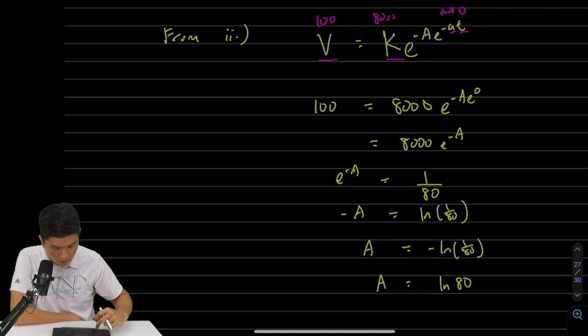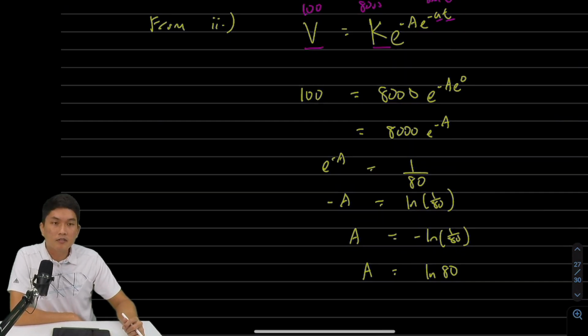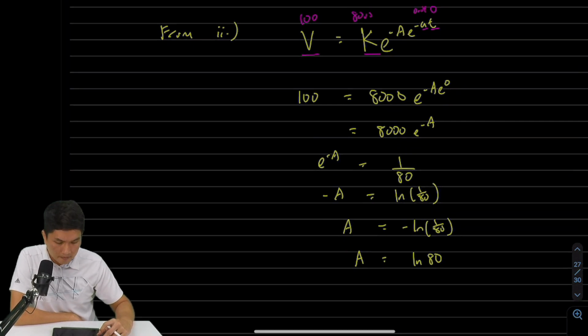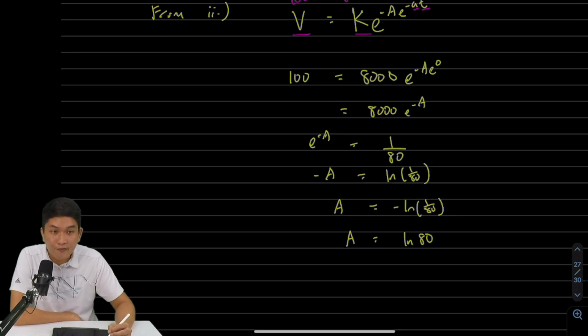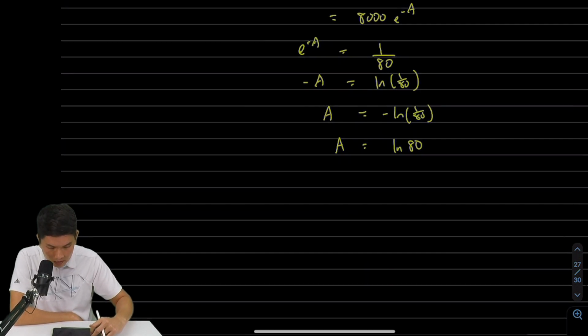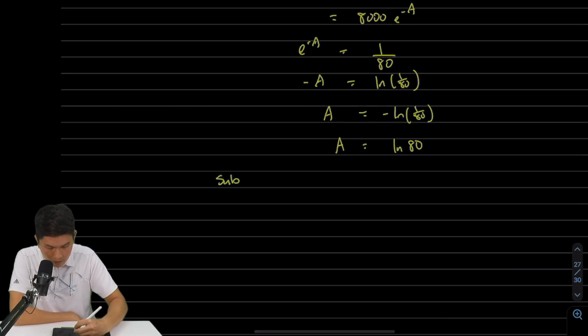Right? Natural log 80 is a positive value. Okay, so there you go. But this is not part 4, because in part 4 you're actually supposed to find the size of the tumor at 100 days after early discovery. So let's sub t equals to 100.